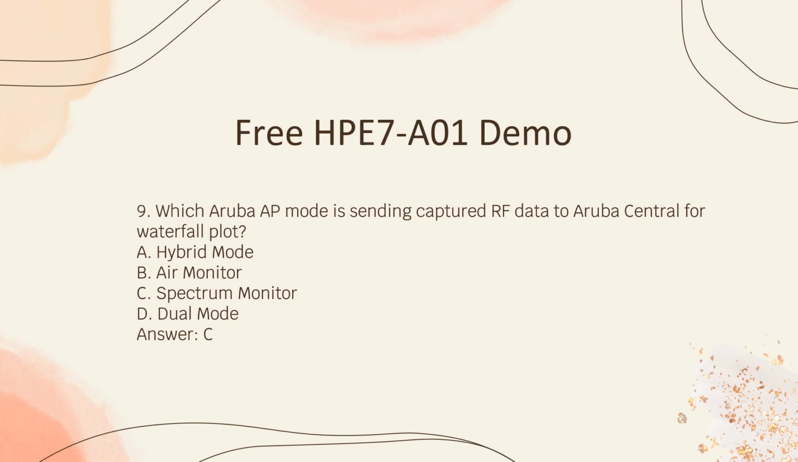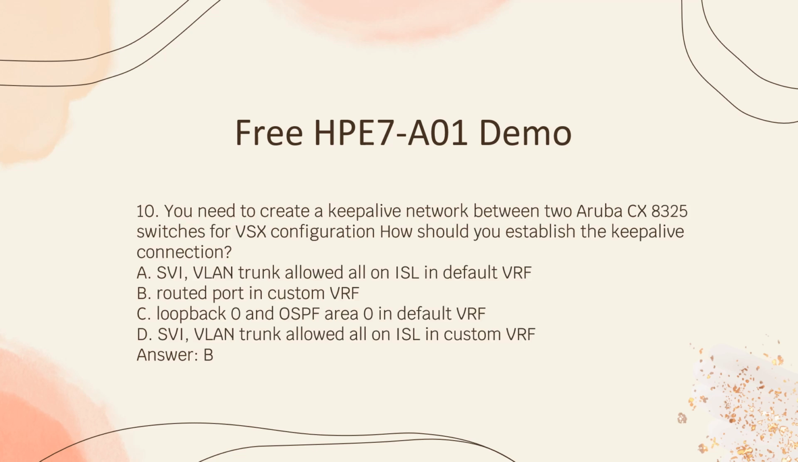A. Hybrid mode. B. Air monitor. C. Spectrum monitor. D. Dual mode. Answer: C. 10. You need to create a keep-alive network between two Aruba CX 8325 switches for VSX configuration. How should you establish the keep-alive connection?